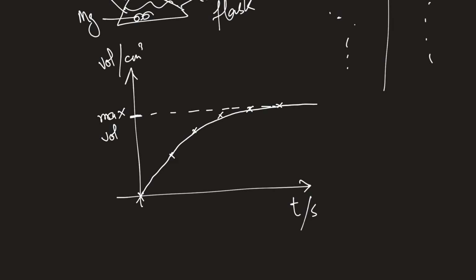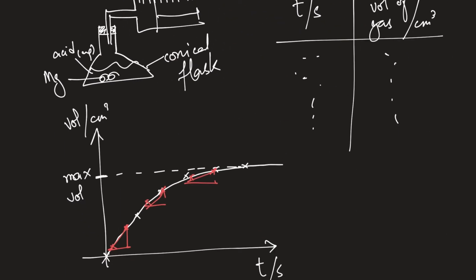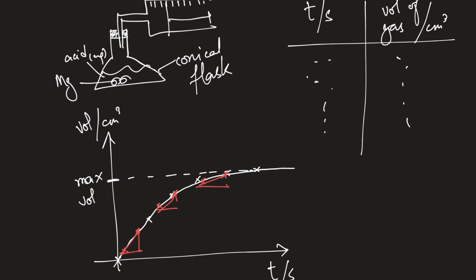Now again, we can use the gradient formula or the triangulation method to pick any two values here, draw the slope, find out the slope, do the values here, do the values here, and you will again see that the slope is decreasing, which means the rate is decreasing as the reaction progresses. And it's the same case that happened before. The reason is simple. Reactant particles are being used up as the reaction proceeds.